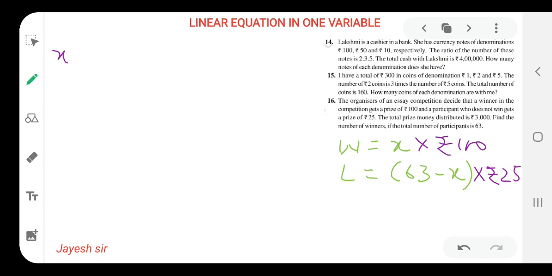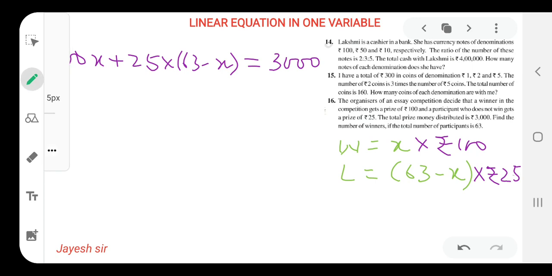x multiplied by 100 rupees would be 100x, plus 25 into 63 minus x. Their sum would be 3,000. Now which property is to be used? This is the distributive property, friends. By the distributive property, we need to multiply 25 into 63. How can we multiply it? 25 into 63.